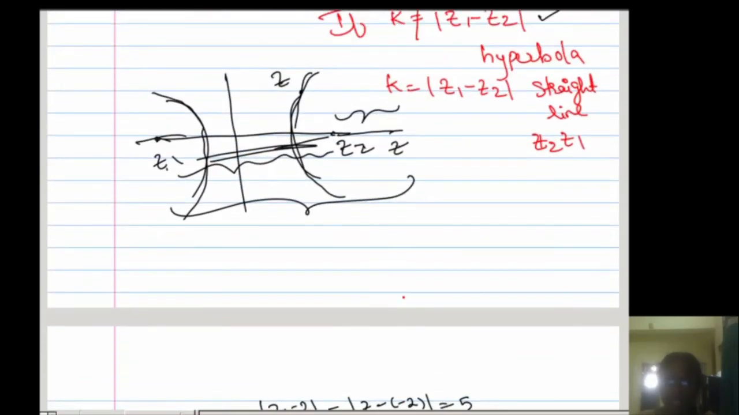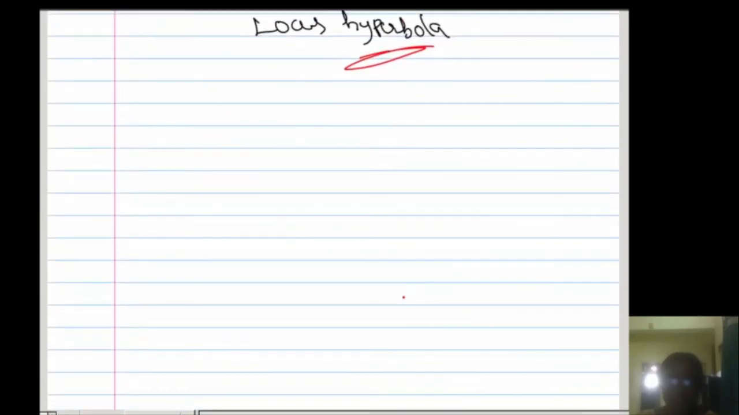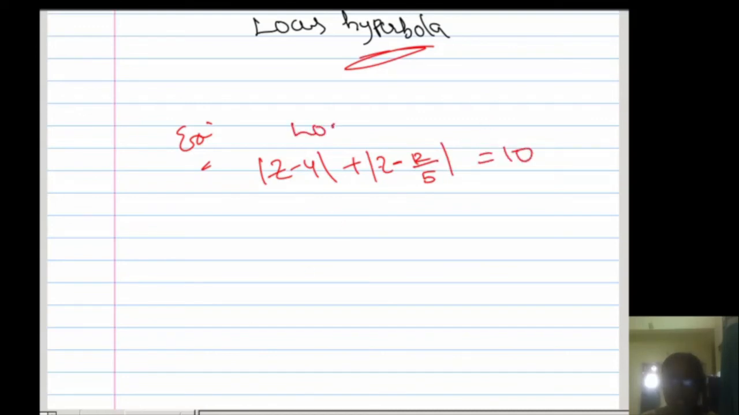You can see here, next, our example. My question is mod z minus 4 plus mod z minus 12 by 5 is equal to 10. Tell me the answer. What is the locus? It represents what? Mod z minus 4 plus mod z minus 12 by 5 equal to 10. So tell me the answer. I think my answer is ellipse.